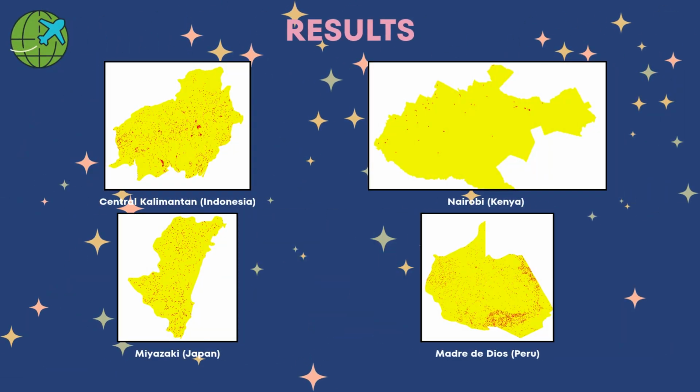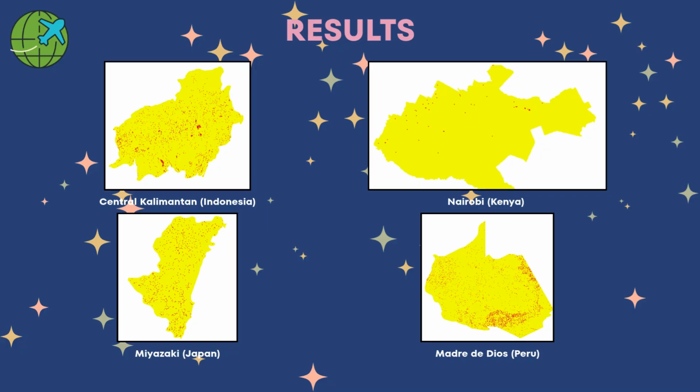There are 4 maps in the result, which show the spatial distribution of forest loss across 4 regions. Starting with Central Kalimantan, Indonesia, Nairobi, Kenya, Miyazaki, Japan, and Madre de Dios, Peru. The yellow areas represent regional boundaries, while red points indicate locations of forest loss events. Differences in density and clustering reflect varying levels of deforestation pressure and land use drivers.